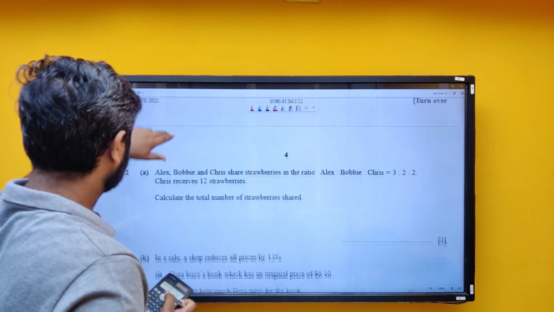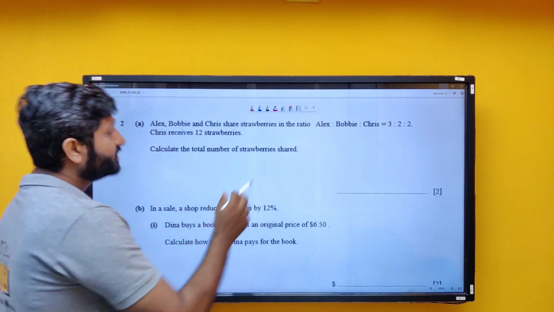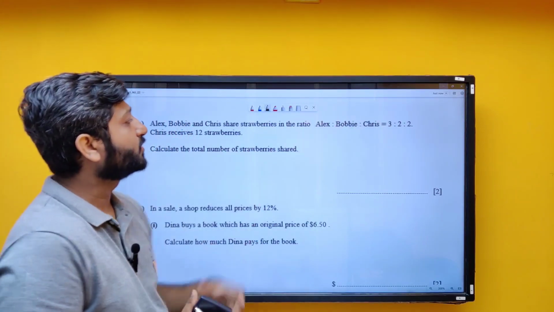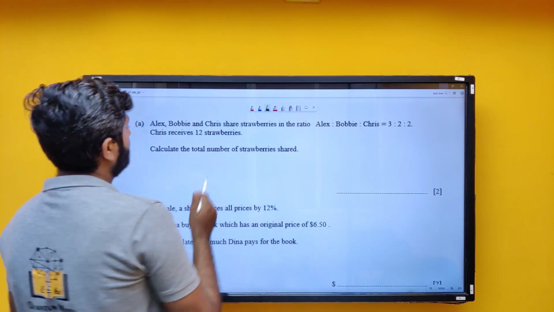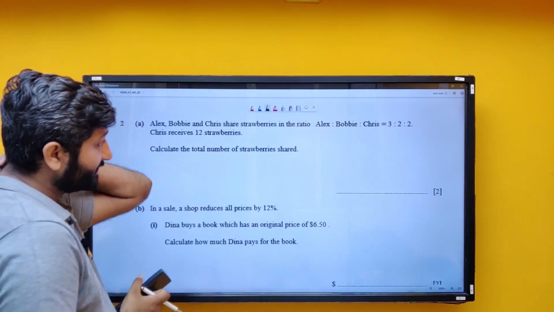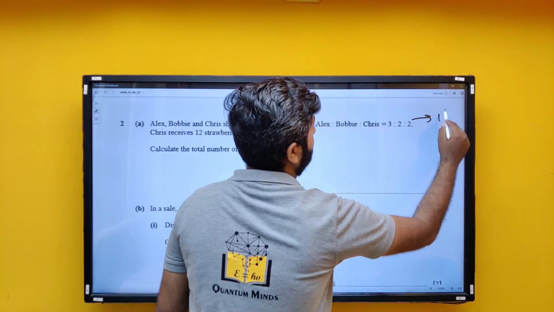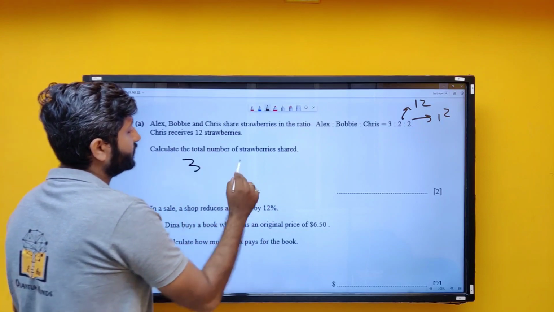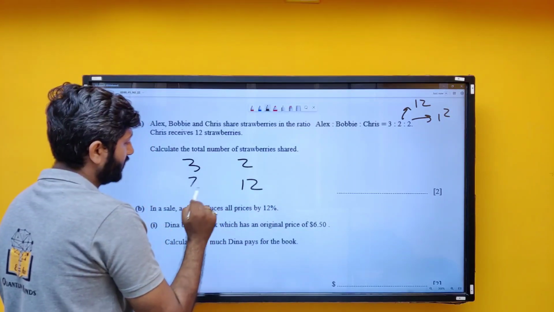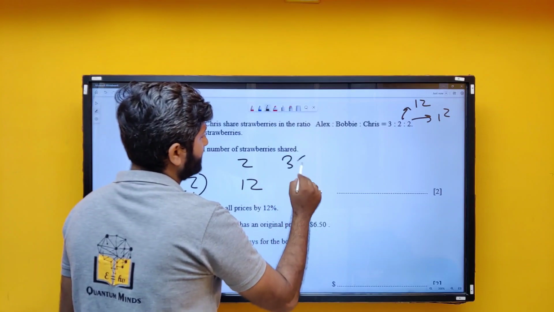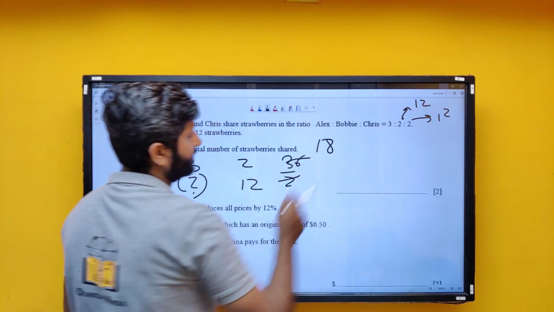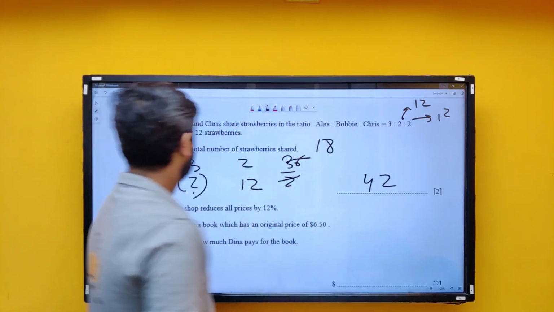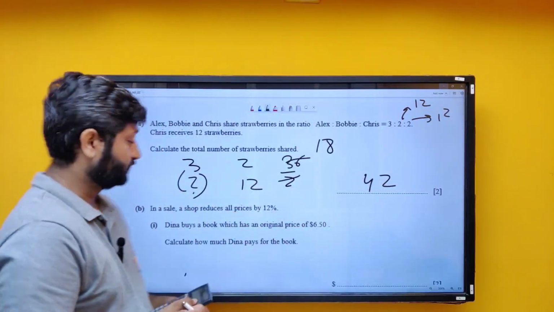Next question. Alex, Bobby, Chris share strawberries in the ratio of 3:2:2. Chris receives 12 strawberries. Calculate the number of strawberries shared. So if Chris is getting 12, Bobby will also get 12, and Alex will get... the ratio is 3:2. So 12 is to how much? So I think 36 divided by 2, which is 18. So the total strawberries are 18 plus 12 plus 12, which is 42. Number of strawberries shared are 42.